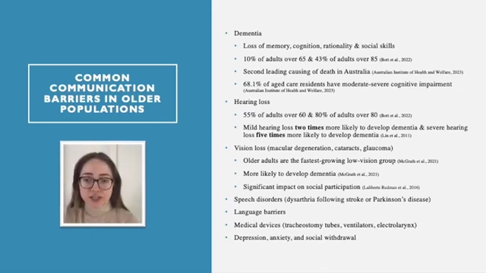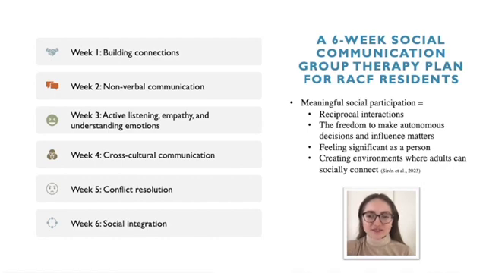Social communication can become very difficult for these individuals and their communication partners. As a result, residents may experience depression, anxiety, and social withdrawal, which results in further reduced communication and social isolation. As communication difficulties are common in residents living at aged care facilities, we have designed a 6-week social communication group therapy plan that aims to enhance communication skills in this population.